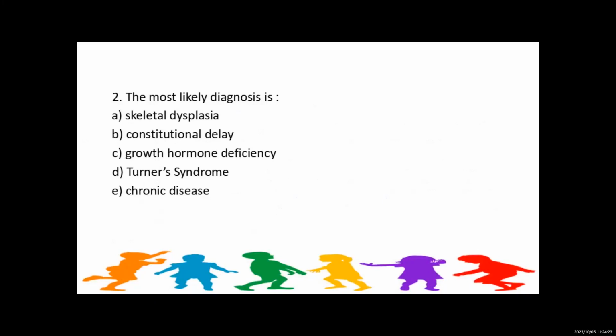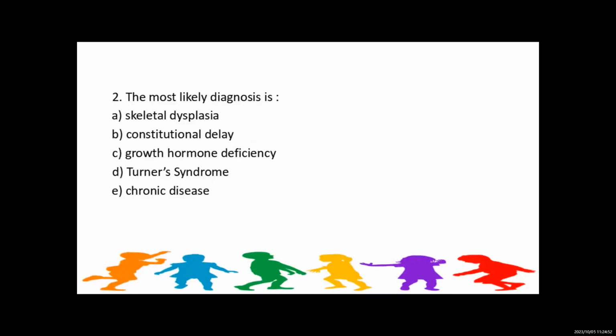Skeletal dysplasia. Okay. Chronic disease. A or E. Not growth hormone deficiency, not delay. So it's A or E. Okay, A or E. All right. Good. So first, yes, I agree with you. This is ruled out. This is ruled out.